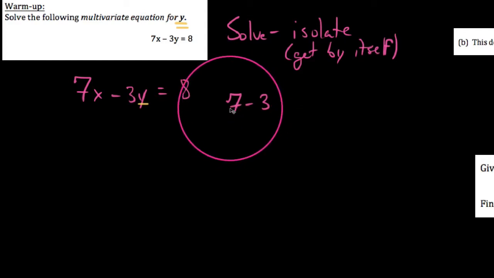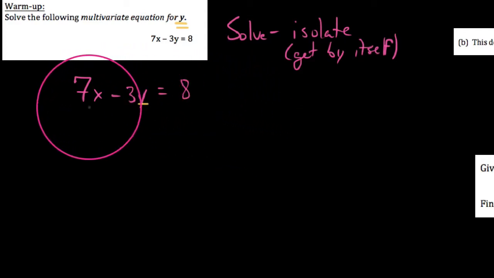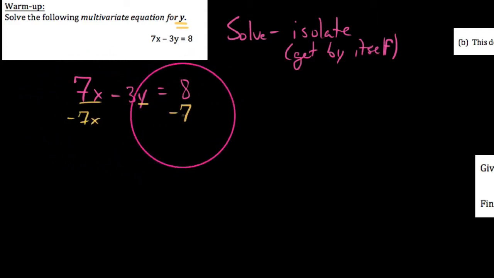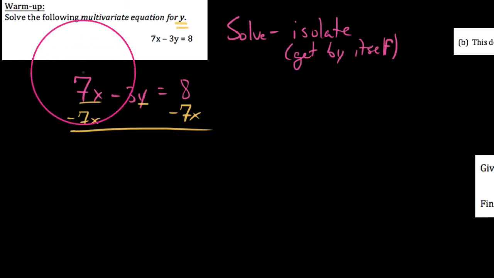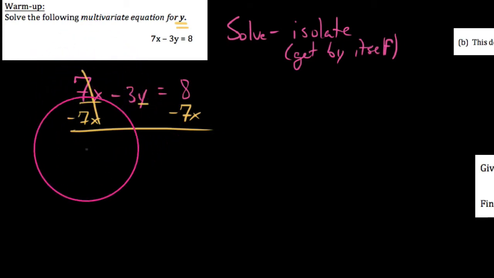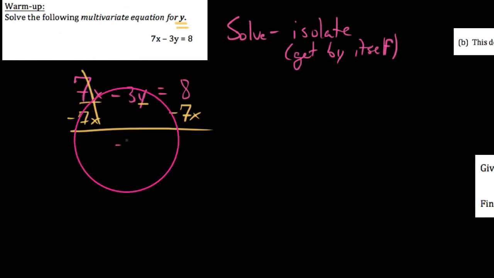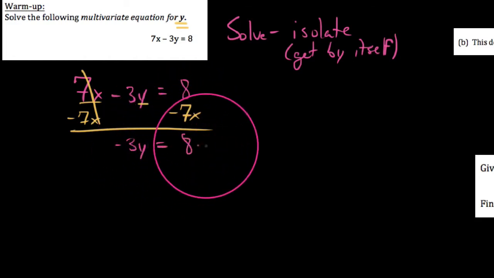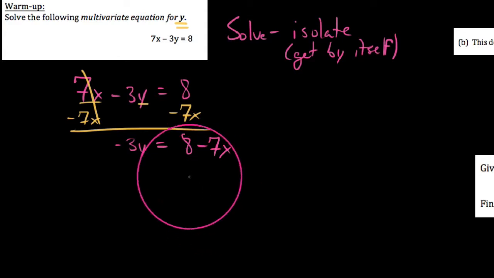We are going to do the same thing here, except we don't have just a 7, we have a 7 and an x. So our method is going to be this. We're going to do the opposite of a positive 7x. We're going to do a negative, which, by the way, when you add a 7x to a negative 7x gives us 0, and anything plus 0 is just itself. So we get negative 3y. And on the right side, we're going to leave this alone. These are not like terms, so we're just going to leave it this way.